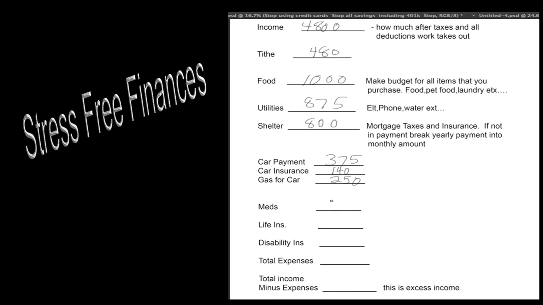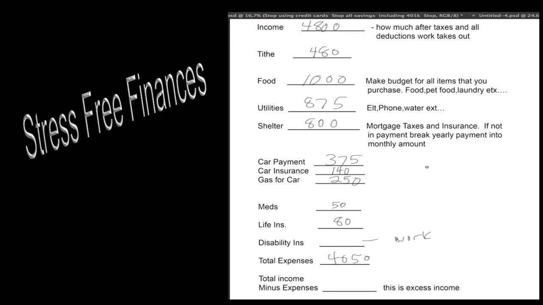Their medicines, they get it in 90-day supplies, but it came out to about $50 a month, because remember, we want to break everything down monthly. Their life insurance, they paid quarterly, but it came out to be $80 a month. Disability, that was taken out at work, so we're not going to worry about that there, but that's something that's important that we put on here. So if we take a look at all their expenses, this comes out to be $4,050.